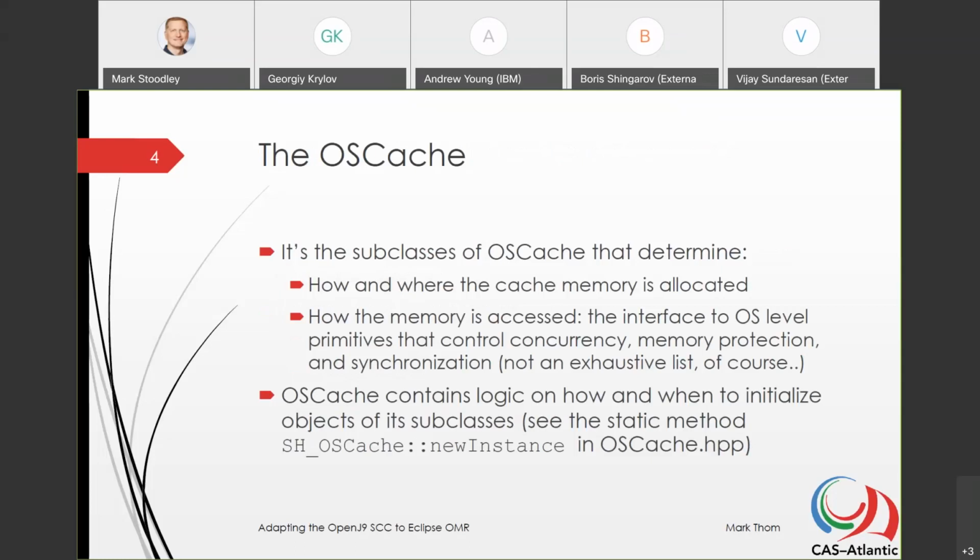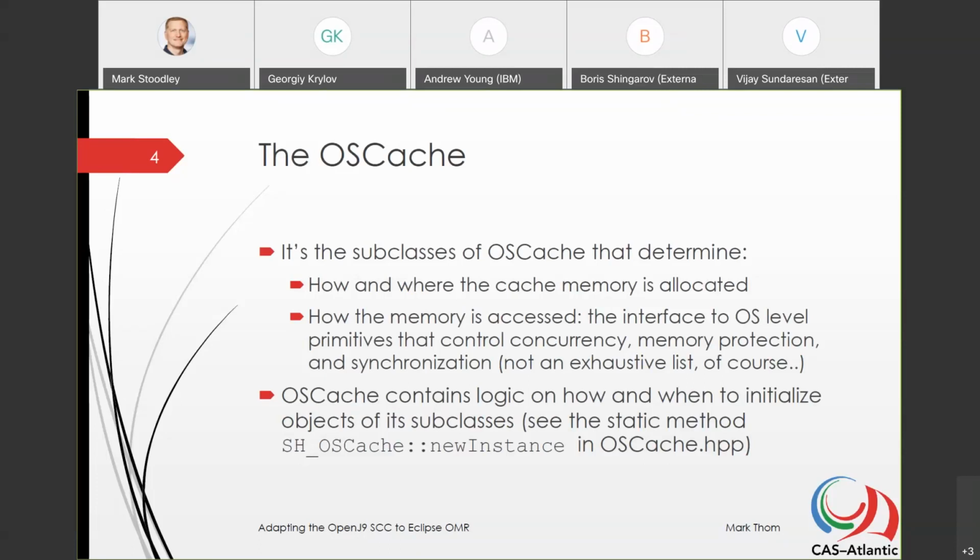If we start at the lowest layer of the cache, that would be the OS cache. I'll show you a truncated version of the OS cache class hierarchy in C++ in a minute. But generally what the OS cache classes determine is the manner and the location of where the cache is located in memory. It determines how that memory is accessed and provides primitives to the caller to allow that memory to be accessed, to be synchronized, and to enact different levels of page protection. There are quite a few different things that you can do, of course. I'm not going to name all of them.